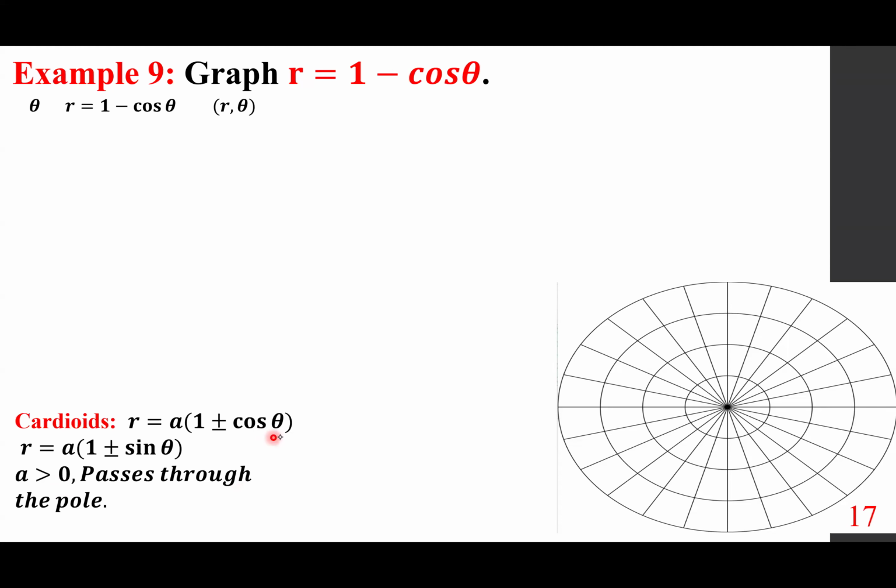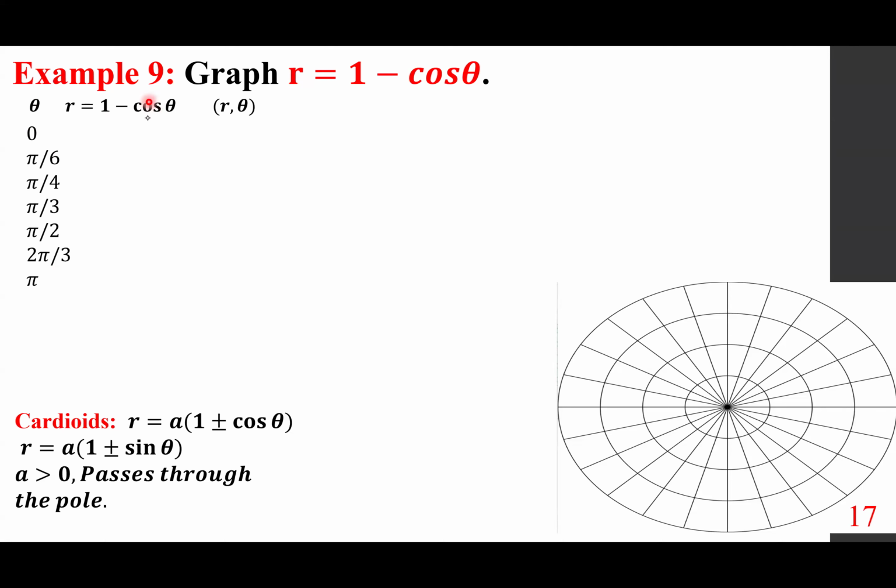So for theta, r equals 1 minus cosine theta, r comma theta. And let's go with easy numbers again. We're going to plug in. Notice how fast we can do that. These are easy numbers. Plug in 0. Cosine is 1. 1 minus 1 is 0.